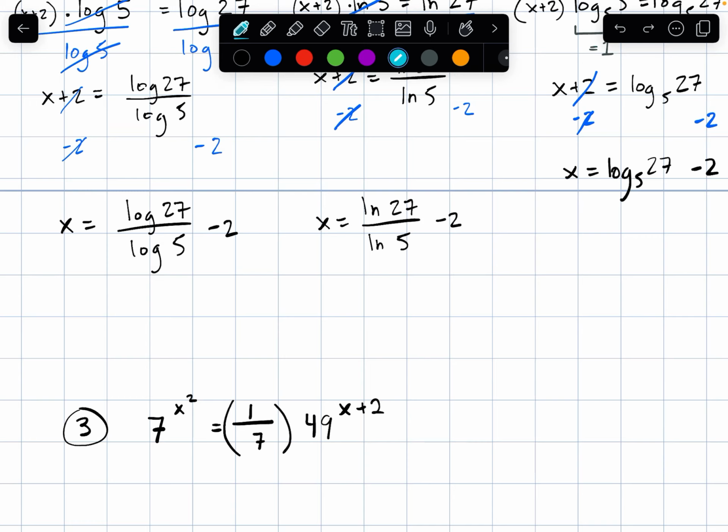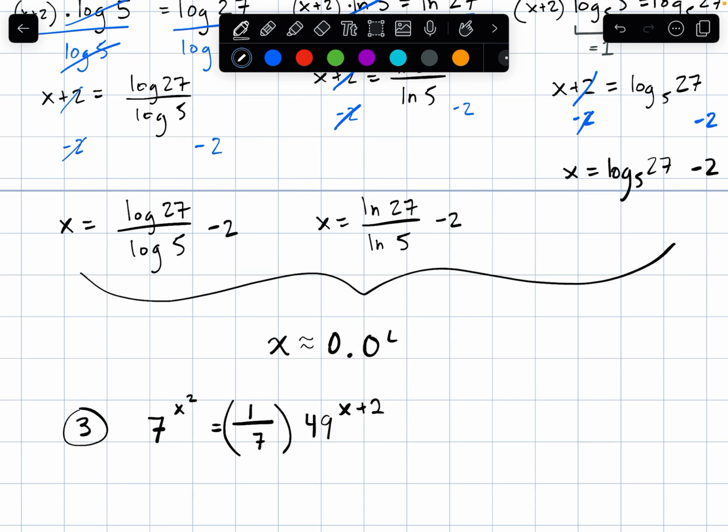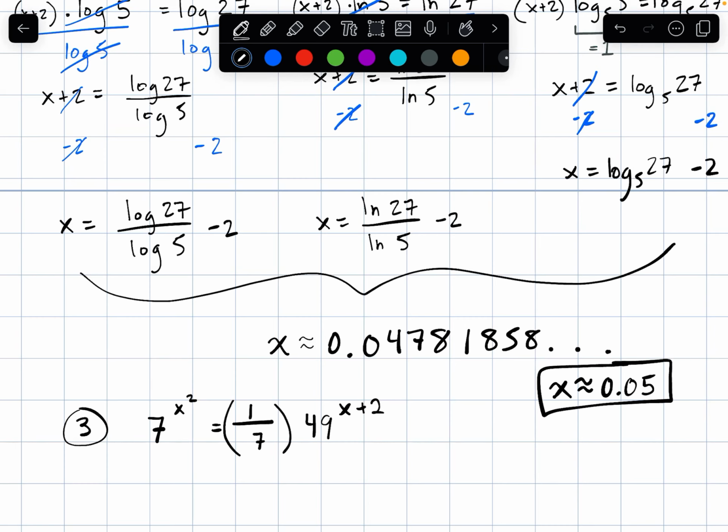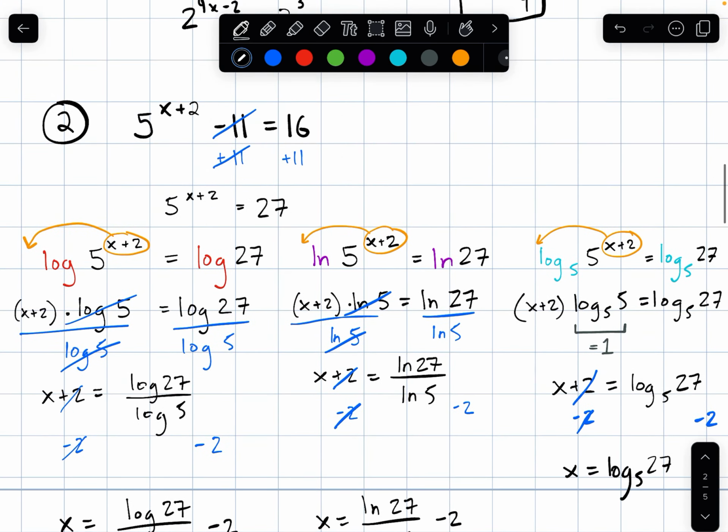So if I were to go on my calculator and actually type this out, we'd get a value for all three of them. That would be about 0.04781858, and it keeps going on, okay? I'm going to ask you to round to the nearest, let's say, hundredth. So we're going to say that x is about 0.05, okay?